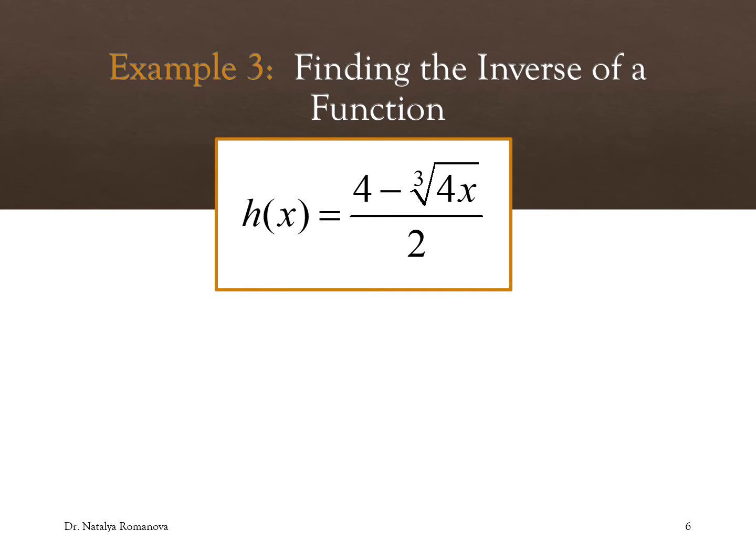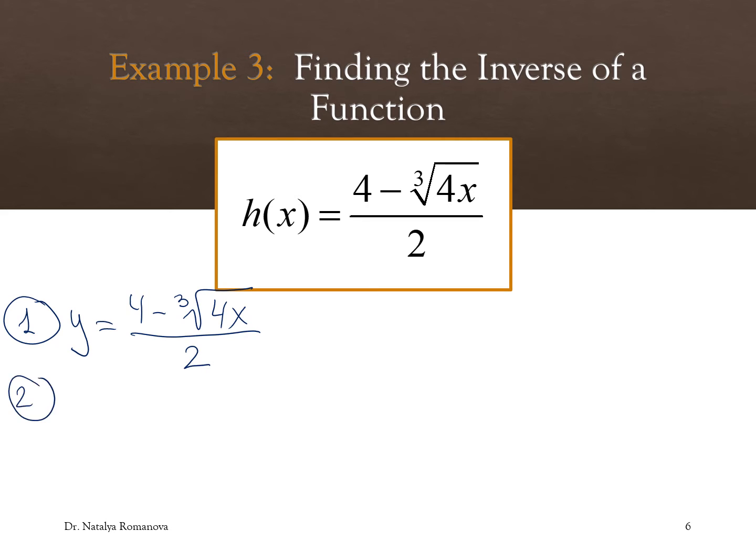Example 3. We have to find the inverse of function h of x. Step 1. We replace h of x with y. Y equals 4 minus cube root of 4x, over 2. Now we interchange x and y. It would be x equals 4 minus cube root of 4y, over 2. Next step, we have to express y.